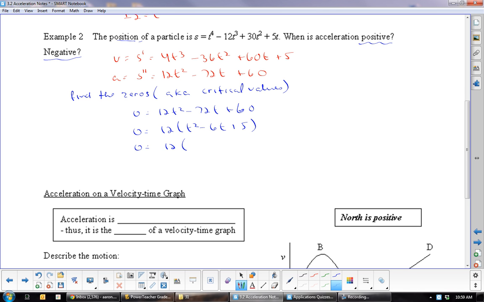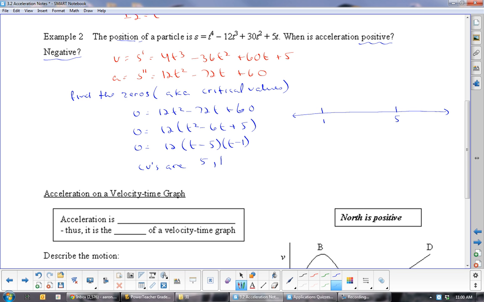Zero equals 12 times, two things that add, t minus 5, t minus 1. So my CVs are 5 and 1. So that's when acceleration is 0. So when is it positive and negative? Well, it's not at those points, but it's all the time intervals in between that we have to test, okay? So we want to get our number line here. We want to put 1 here and 5 here.